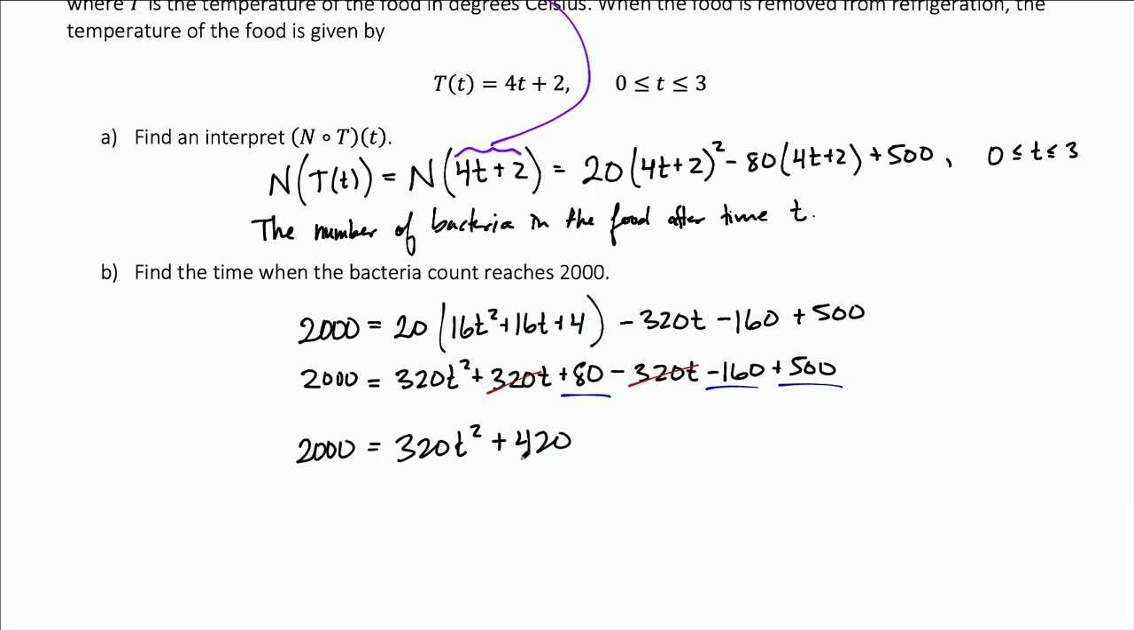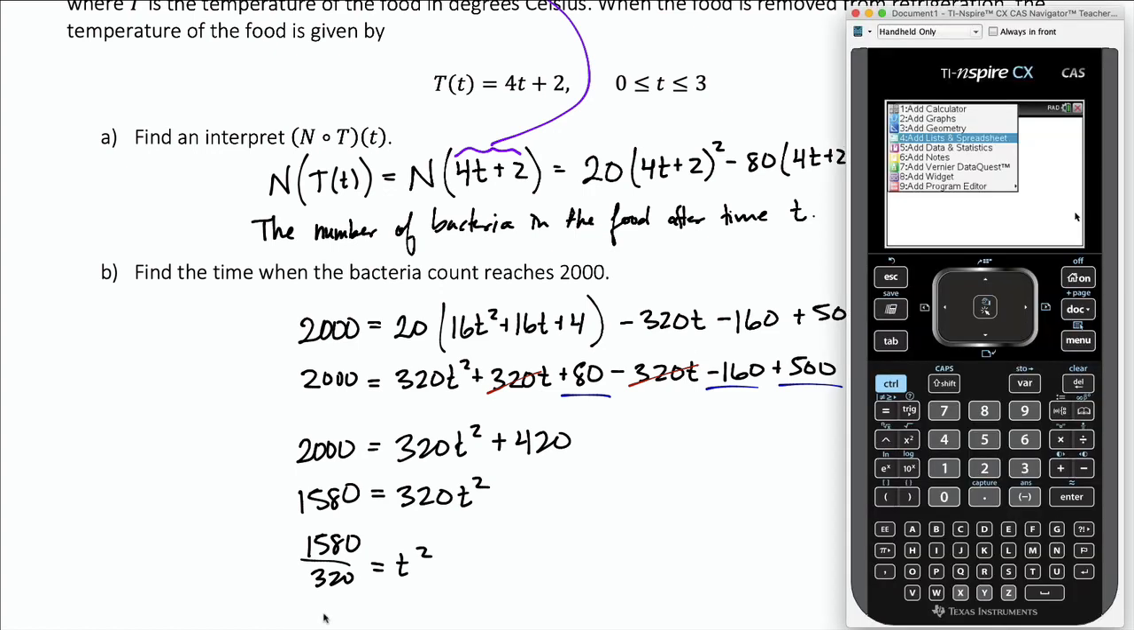Okay, and we can keep going here. Let's go ahead and subtract 420 from both sides. And we get 1,580 equals 320t squared. And now we divide both sides by 320. So 1580 divided by 320 equals t squared. I can't do that in my head, and we could do it by hand, but I'm going to jump to our calculator and do that. So 1580 divided by 320.